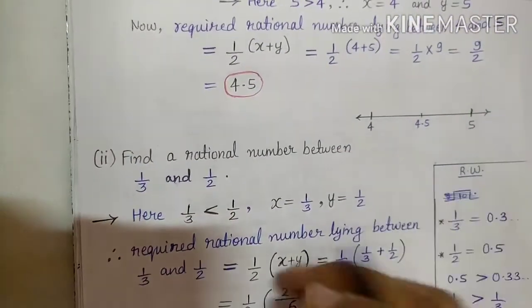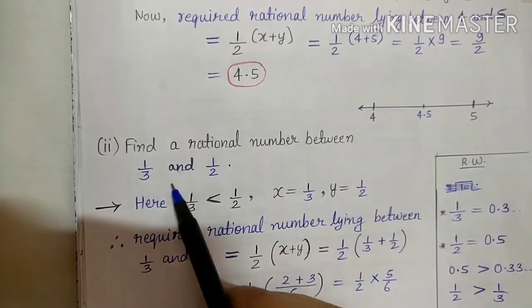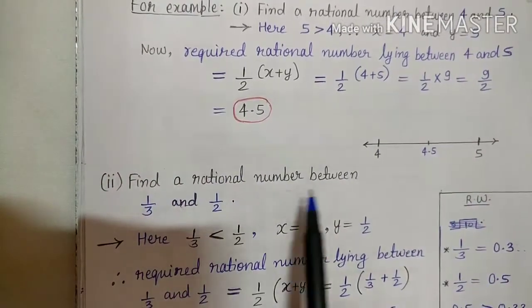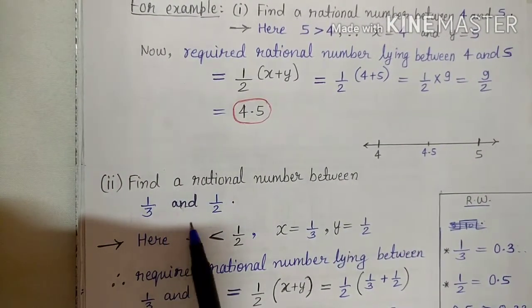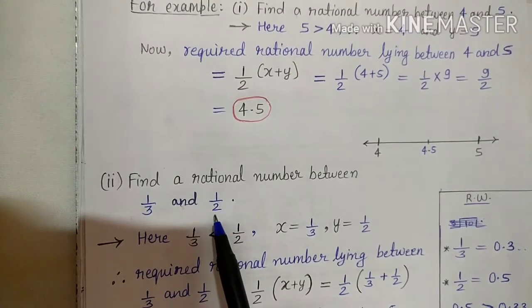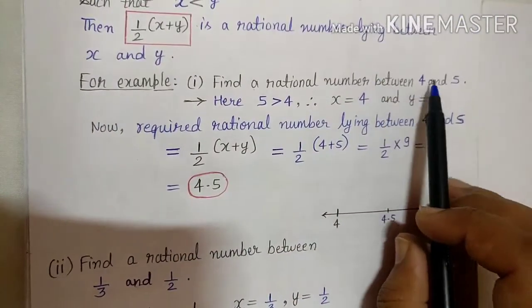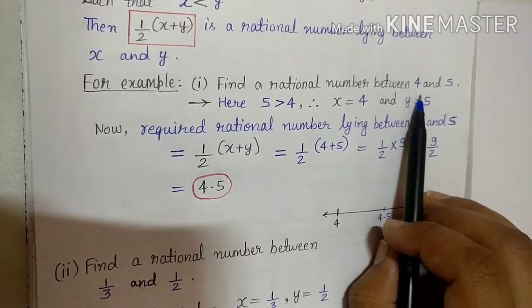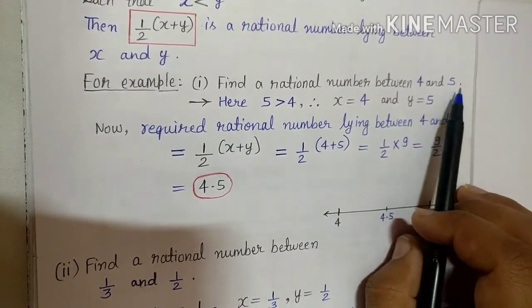Now suppose we have to find a rational number between these two numbers. Earlier they gave whole numbers. Now they are saying find a rational number between two rational numbers in fraction form, 1 upon 3 and 1 upon 2. Don't be confused that a whole number is not a rational number. It is also a rational number, because we can write 4 and 5 as 4 upon 1 and 5 upon 1 also. Then it becomes a rational number only.